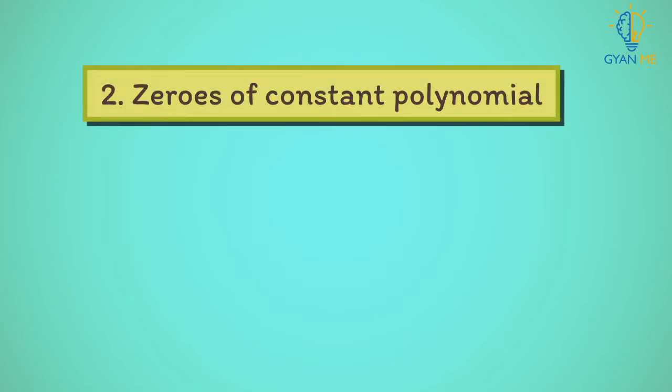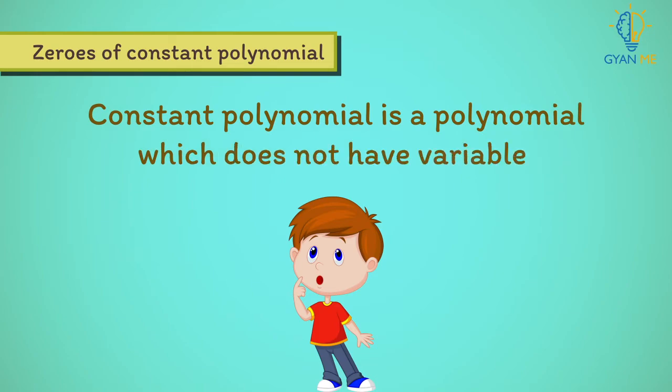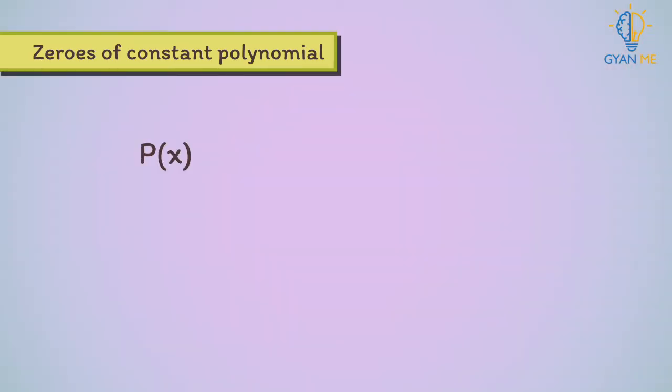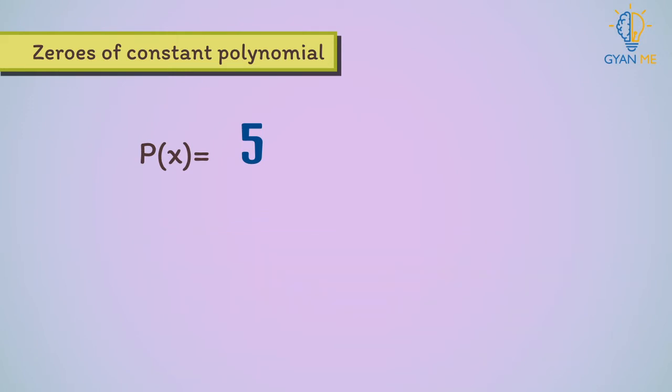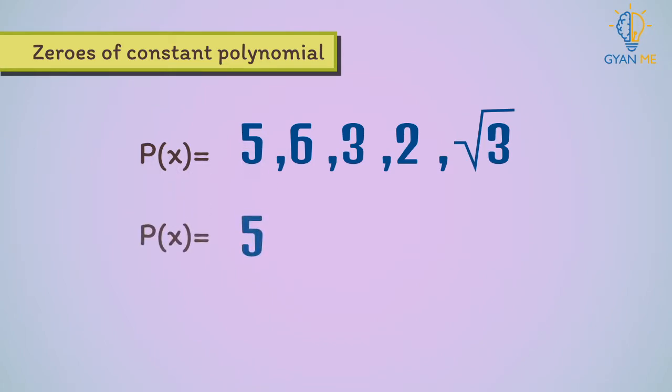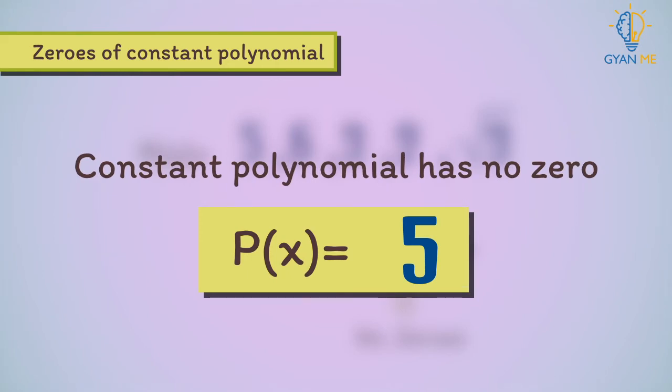Now let's see zeros of a constant polynomial. You know, a constant polynomial is a polynomial which does not have a variable. Let us take the constant polynomial 5. Can you tell me what its zero is? As we know, we arrive at zeros of a polynomial by substituting the value of the variable. Since there is no variable in a constant polynomial, there is no question of zeros of this polynomial. In other words, a constant polynomial has no zero.